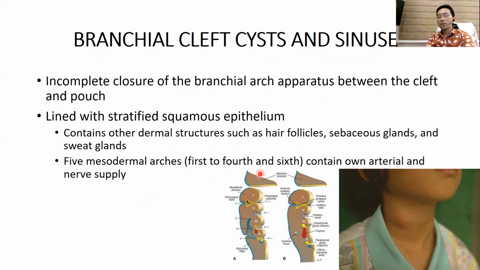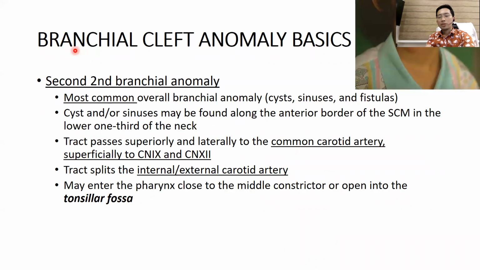Sometimes they contain other dermal structures such as hair follicles, sebaceous glands, and sweat glands. The five mesodermal arches also guide the surgeon in determining what type of congenital abnormalities, such as your branchial anomalies, because each contains its own arterial and nerve supply. Sometimes the pouch, the arch, and the cleft have their own derivatives.